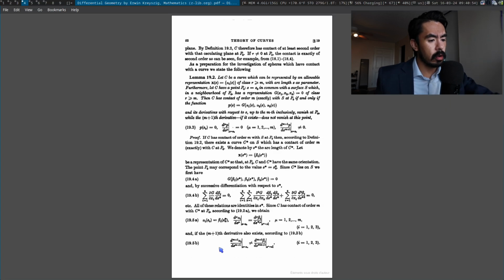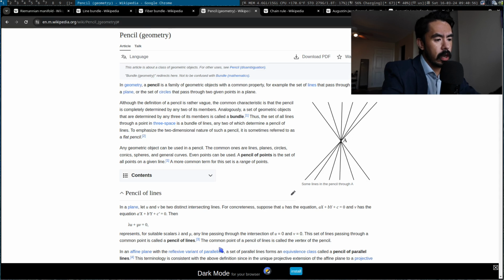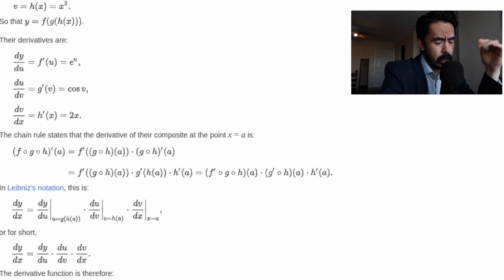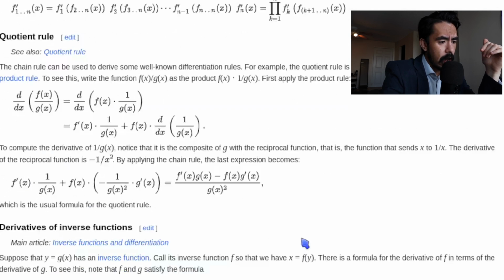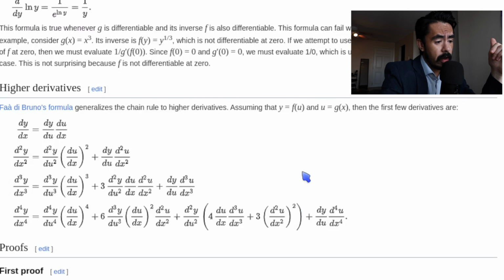Well, that's when you go to Wikipedia and you look at the chain rule page, which I've got open for you here, and you scroll down to the higher derivatives, and we have Faà di Bruno's formula, which generalizes the chain rule to higher derivatives, assuming that y equals f of u and u equals g of x. The first few derivatives are dy/dx equals dy/du times du/dx. Then we have d squared y over dx squared equals d squared y over du squared times the quantity du/dx squared plus dy/du times d squared u over dx squared, and you can keep on going for higher derivatives.